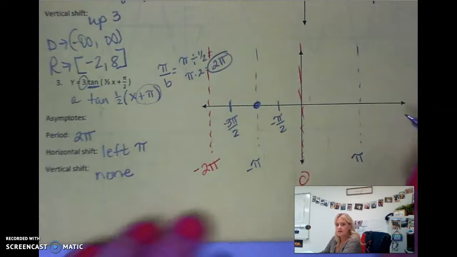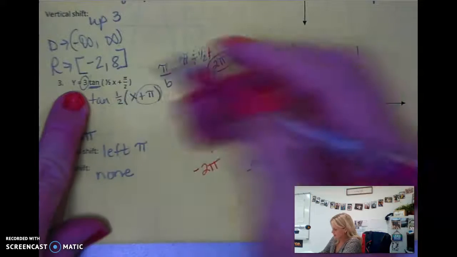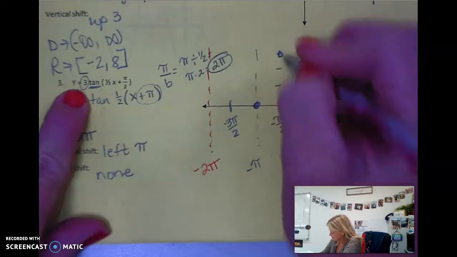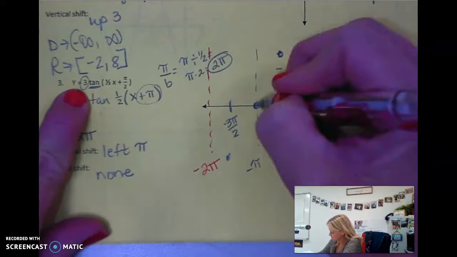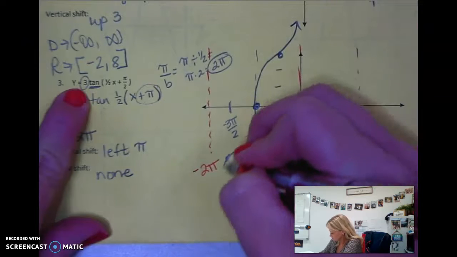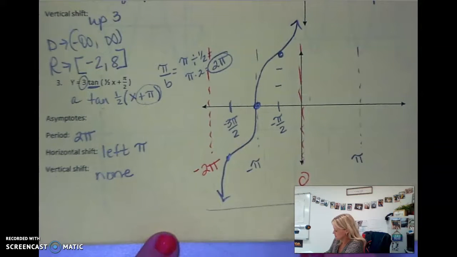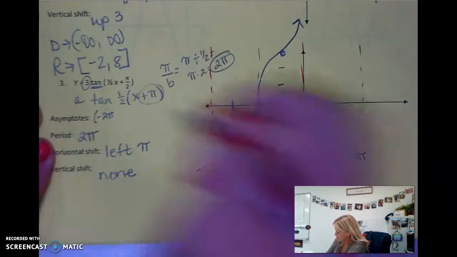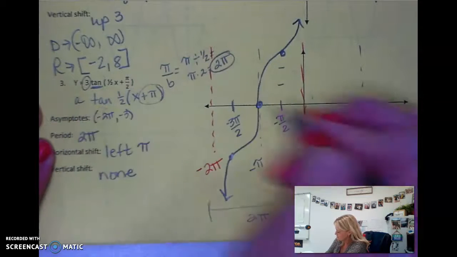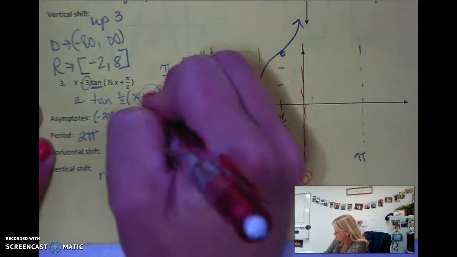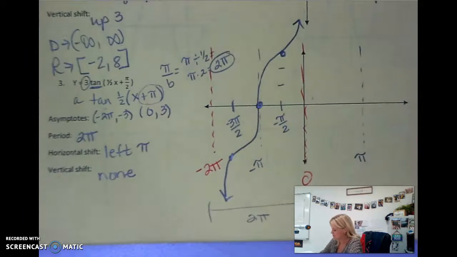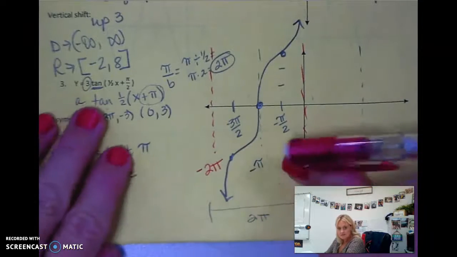Three was my A, so my turning point is still going to be up 3 high and 3 low. Notice my period is still 2 pi long. So my asymptotes now are at negative 2 pi, negative 3, and 0, positive 3, every 2 pi. Okay? The rest of them, try on your own.